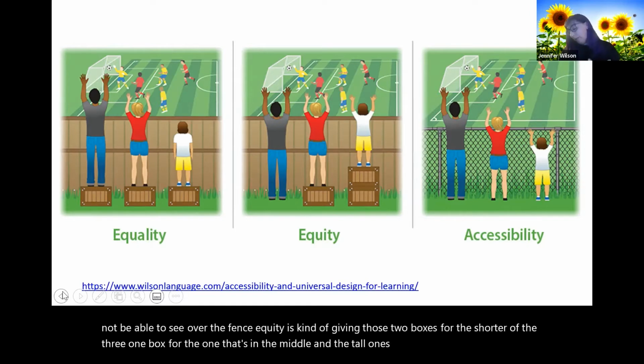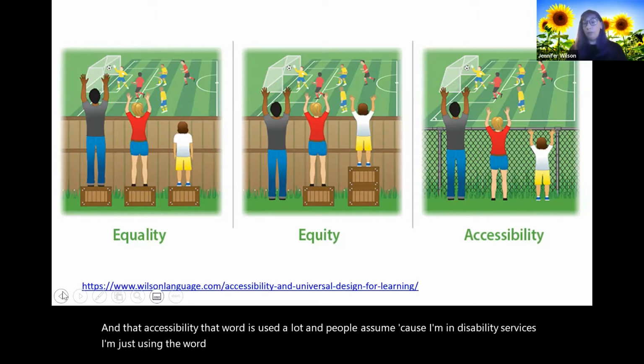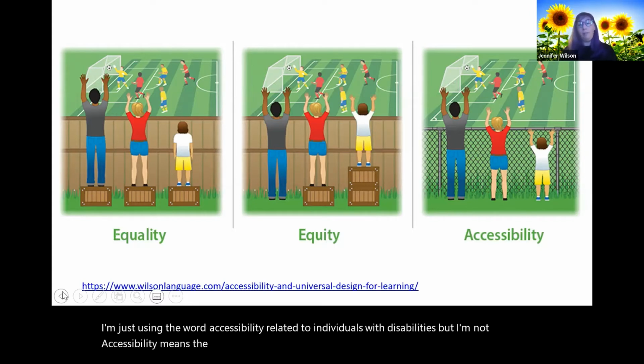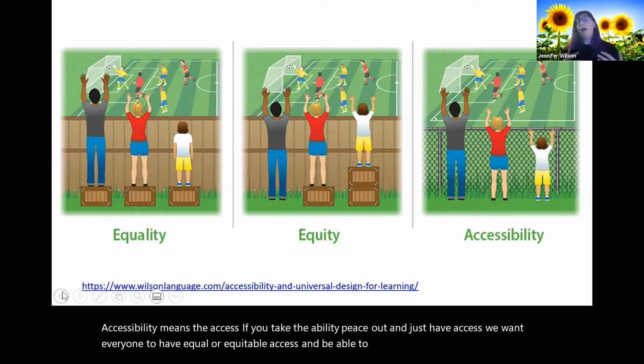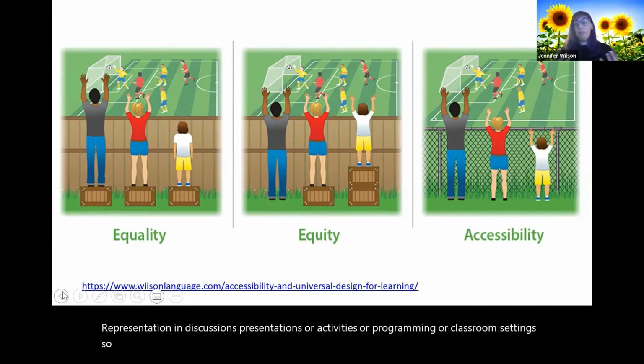And accessibility, that word is used a lot, and people assume because I'm in disability services, I'm just using the word accessibility related to individuals with disabilities, but I'm not. Accessibility means the access. If you take the ability piece out and just have access, we want everyone to have equal or equitable access and be able to equally have representation in discussions, presentations, activities, programming, or classroom settings. So that's why some of us are already doing it.